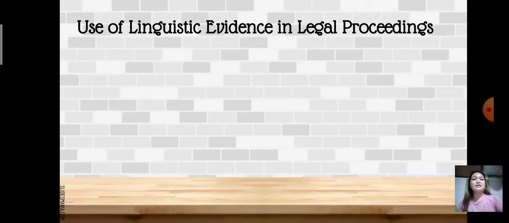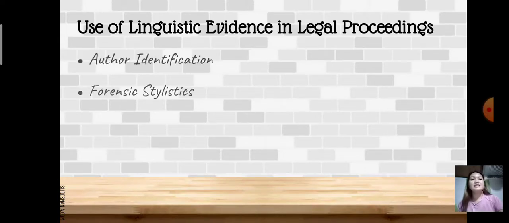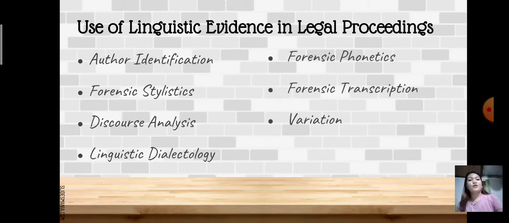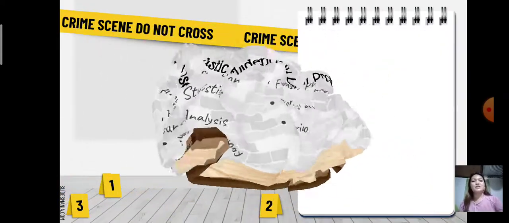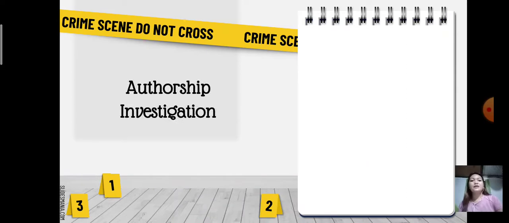So next, use of linguistic evidence in legal proceedings. You can use forensic or linguistic evidence in these types of proceedings: author identification, forensic stylistics, discourse analysis, linguistic dialectology, forensic phonetics, forensic transcription, and variation. But I'm going to focus more on author identification. So here, how to do an authorship investigation.